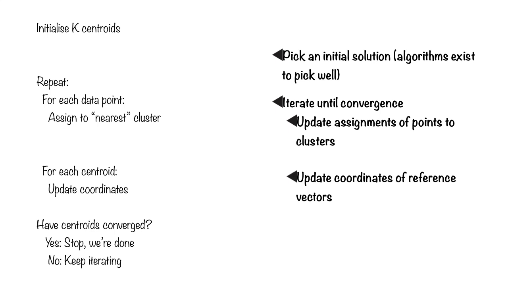Closer to convergence, fewer and fewer of these points will move from one cluster to another. Now that we have all the points in a cluster, we update the reference vector, or the centroid, of each cluster. After every iteration, you'll check to see whether there are any points left that move from one cluster to another. If the centroids have converged, which is when no points are reassigned, then yes, we can stop, we are done. If points still move around between clusters, that means our algorithm hasn't converged, and we continue iterating.